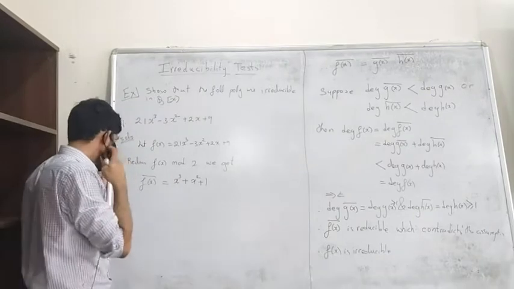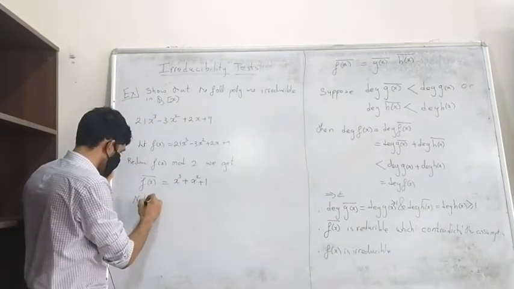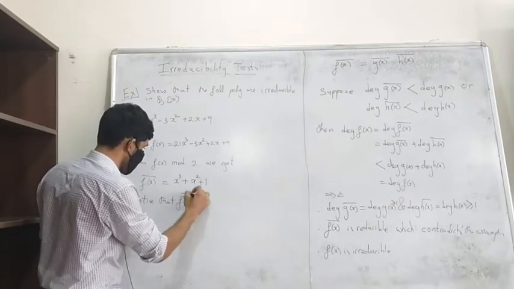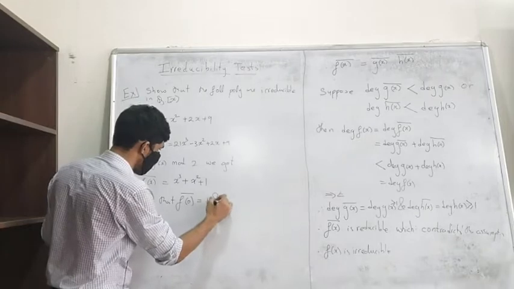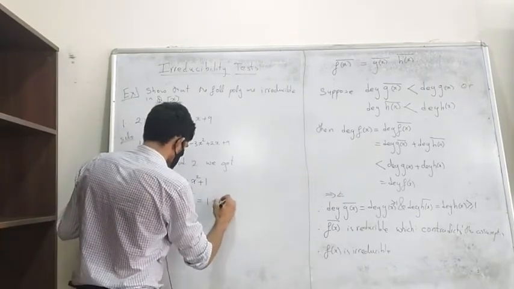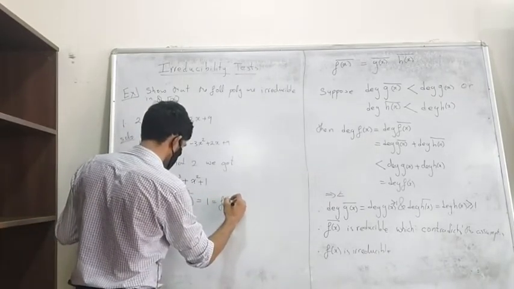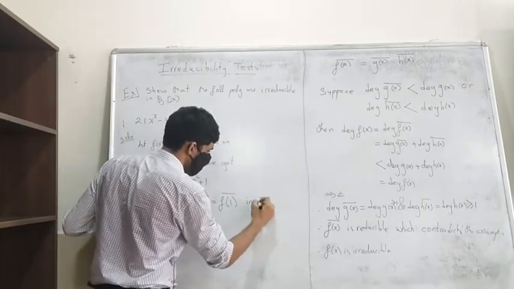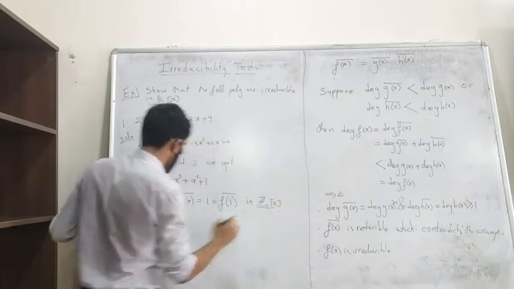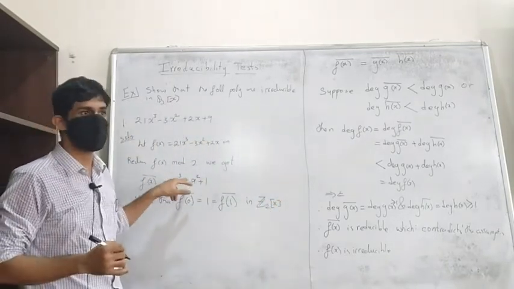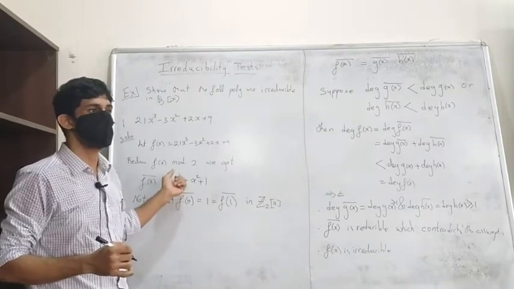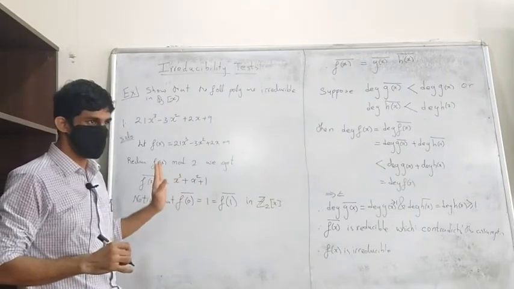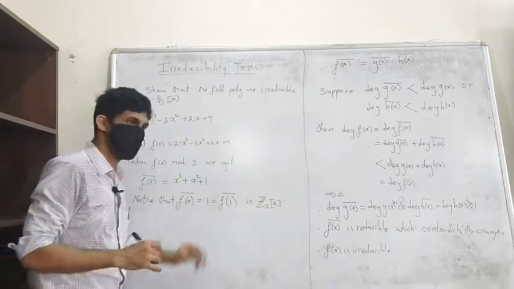Okay, so notice that f of 0 equals 1, and okay, I'll specify here in Z2x. So I have to substitute and then you have to go modulo 2. Right? If you put 1 over here in Z, you're going to get 3, but modulo 2 you're getting 1.